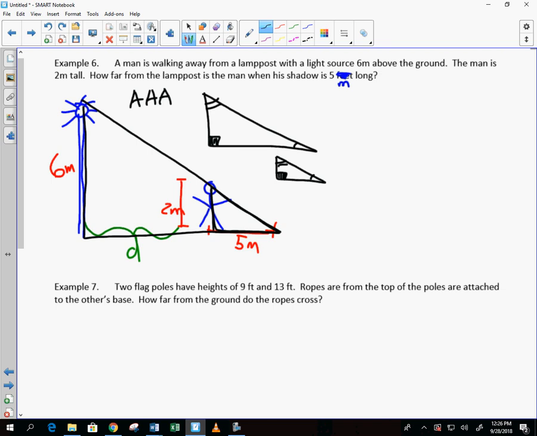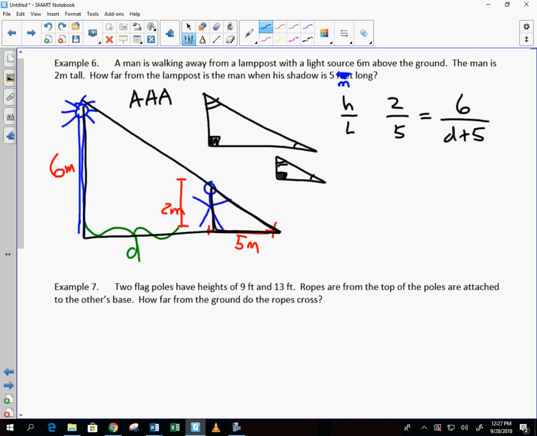I'm going to set up the height divided by the length. I always like to use 2 labels to kind of organize my work. The height of the man, we'll say, is 2, and the length of the shadow is 5. And I'm going to set that equal to the height of the lamppost, which is 6, over the length, which is D plus 5.